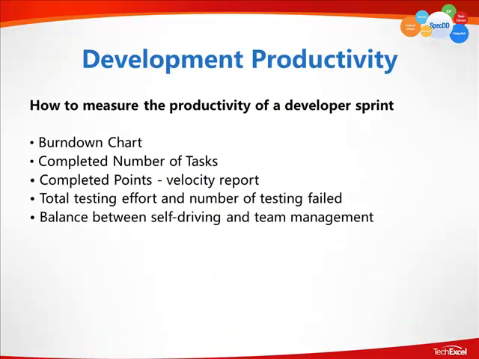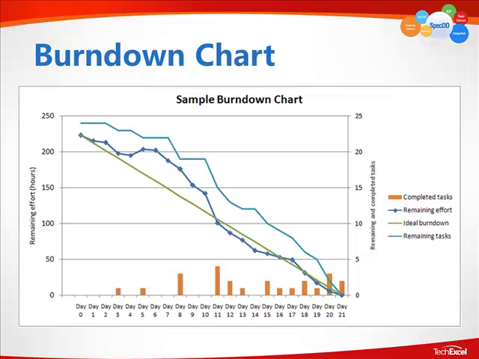So that's the burn down chart. Another way to measure productivity is the completed number of tasks. These are denoted on this next chart by the orange. So when you first begin, of course, it's going to be 0, and then as you complete tasks on each day, hopefully more and more get completed as the sprint continues.